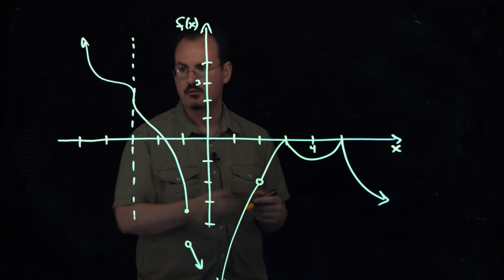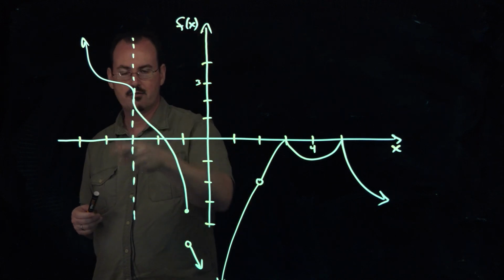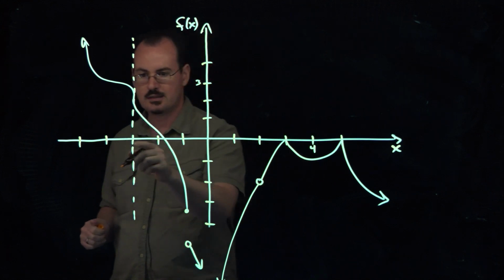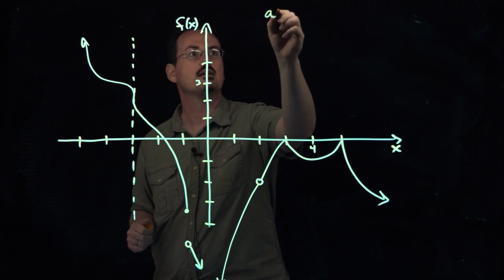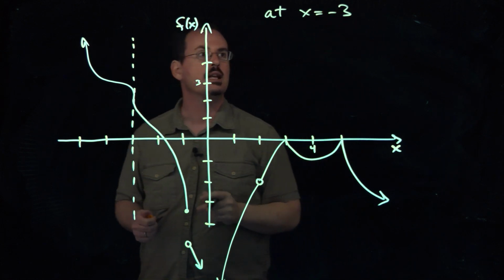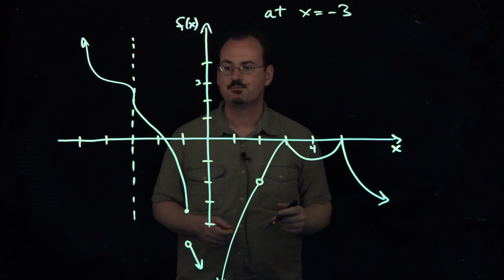So let's just go from left to right and see what we've got here. Right there, if we notice, if I were to draw a tangent line right there, it would be vertical. That's at x equals -3. And that's because we've got the vertical tangent line.